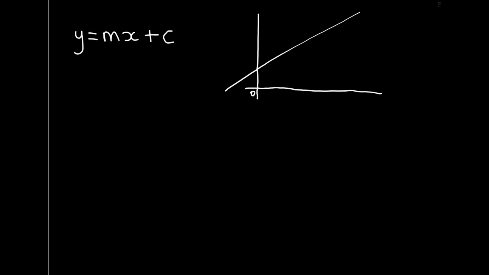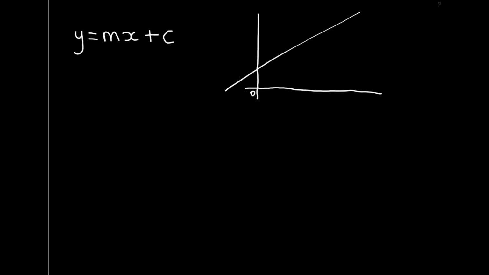Hello everyone, and today I'm going to show you how to calculate the slope of a straight line. So the equation for a straight line is y equals mx plus c, where m is our slope and c is our y-intercept. So first I'm going to give you the intuition to calculate the slope, then we'll do an example to make it clearer.